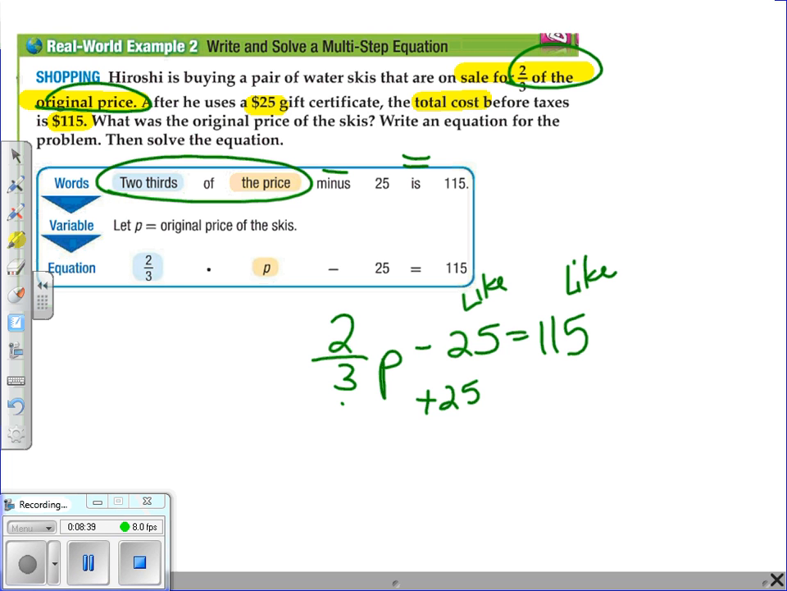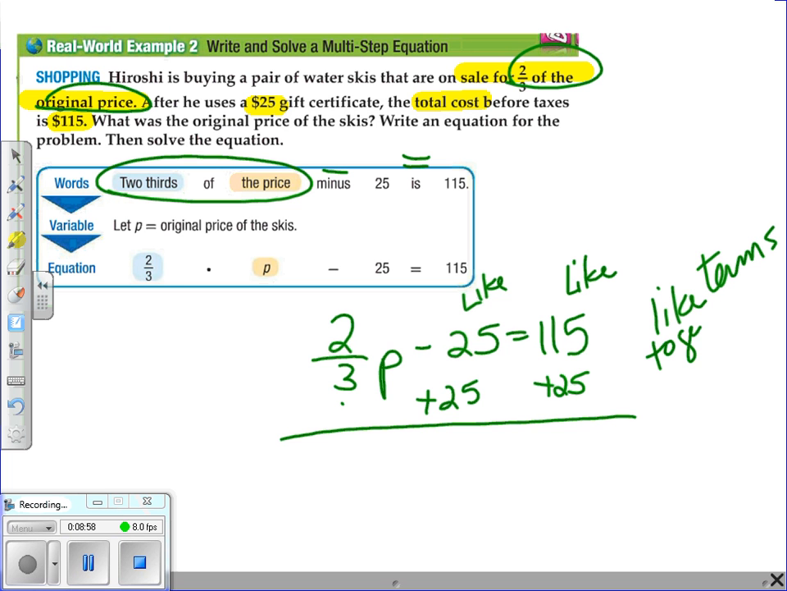25 and 115 are whole numbers, right? This is something that has to do with a variable, some number p. That's not like these guys. So let's get our like terms together first. You might want to make a note of that so you don't forget. Like terms together first. Okay? Those two 25s cancel out. That leaves me 2/3 p equals 115 plus 25 is 140.